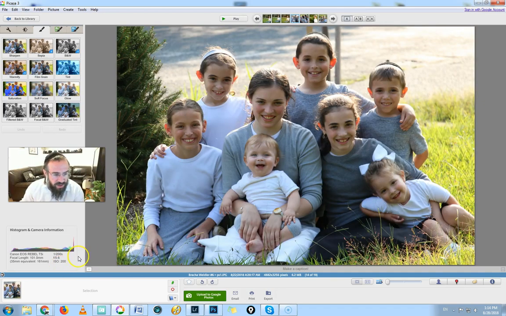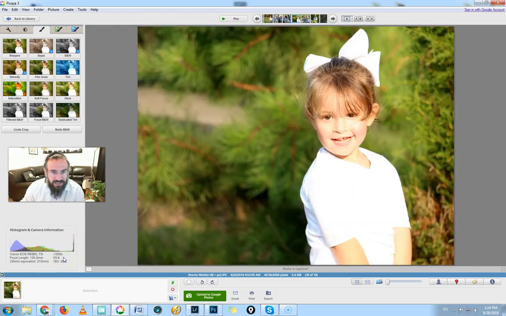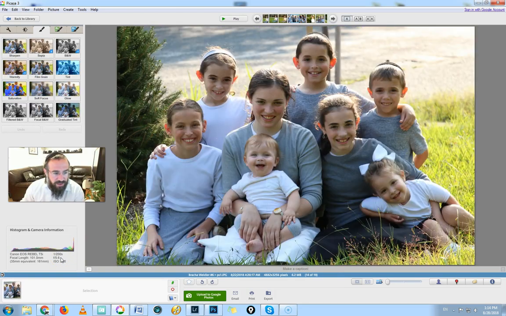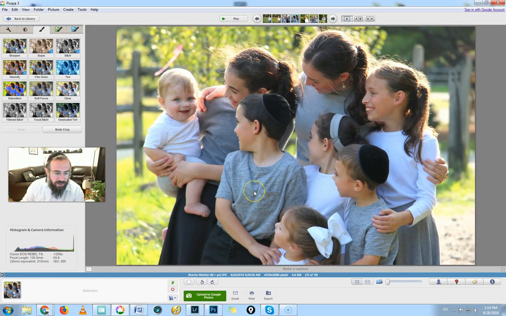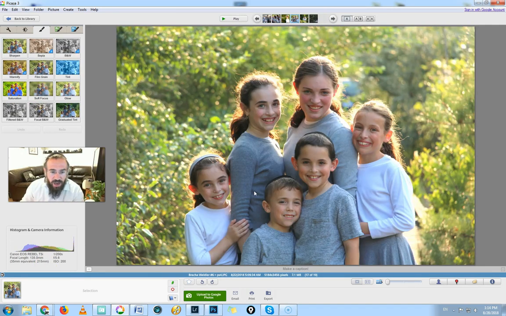One other thing to note is the stats here. These stats are great. 200, f/5.6 is giving you a lot, and you didn't have a wider aperture, so you were stuck there anyway.